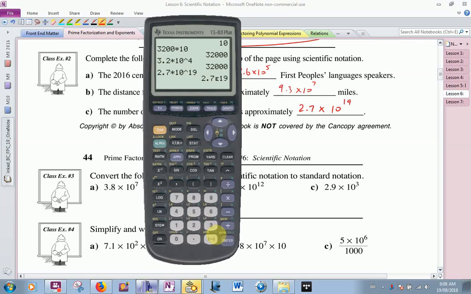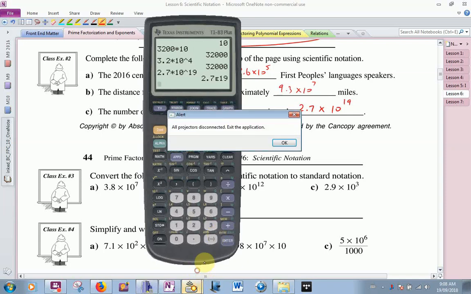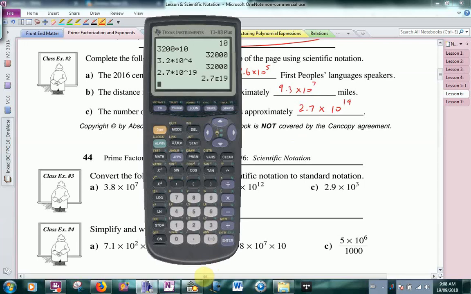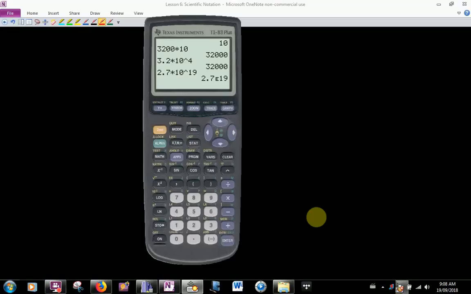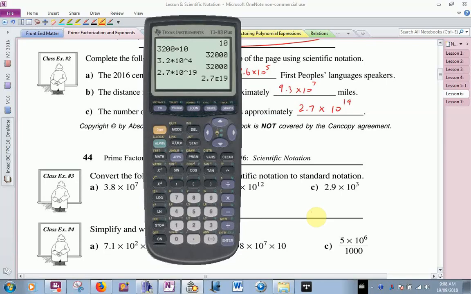Oh, right. Projector cut out. Let me just try to connect it in once. Because it looks like I got 5 bars there. My wireless looks okay. There we go. Okay.